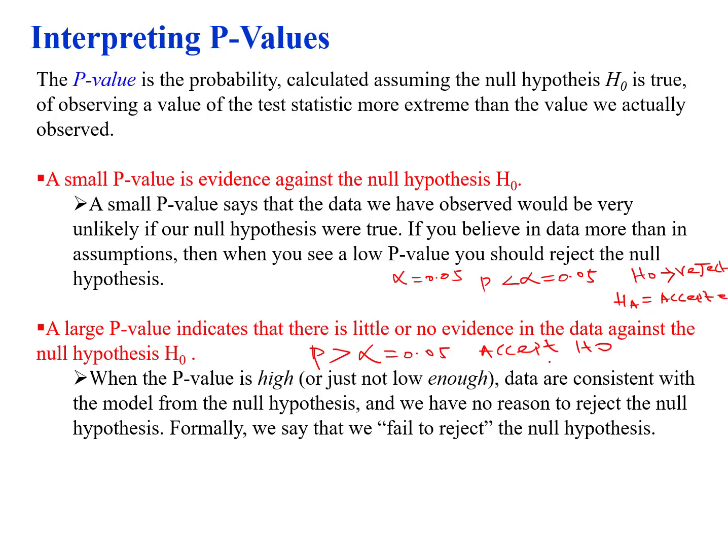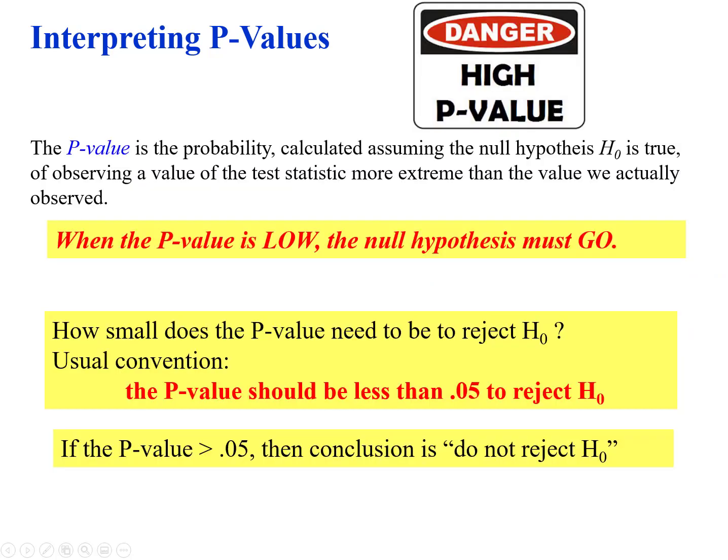And in the other case, the alternative hypothesis will be rejected. When you accept H naught, you will definitely reject the alternative hypothesis. The p value is the probability, calculated assuming the null hypothesis H naught is true, of observing a value of the test statistic more extreme than the value we actually observed. When the p value is low, the null hypothesis must go. We will not accept the null hypothesis.